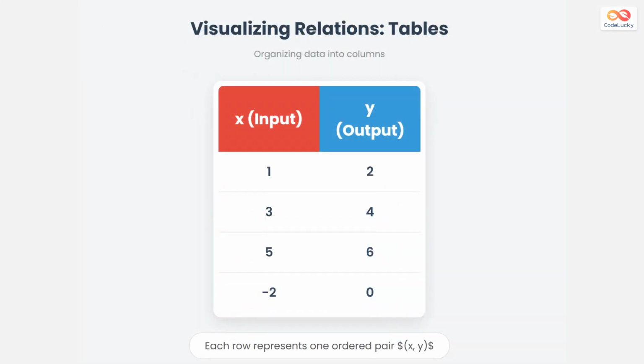Another common way to show a relation is using a table. Here, we organize the data into columns. The left column holds all the x values, and the right column holds the y values. Each row corresponds to one ordered pair.